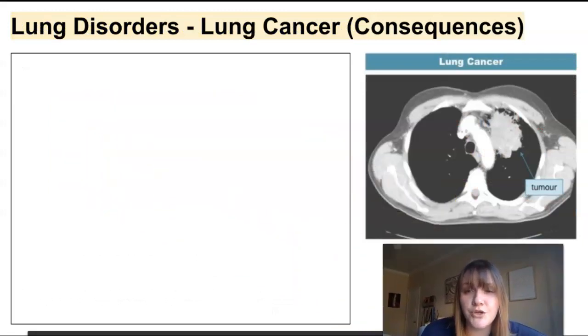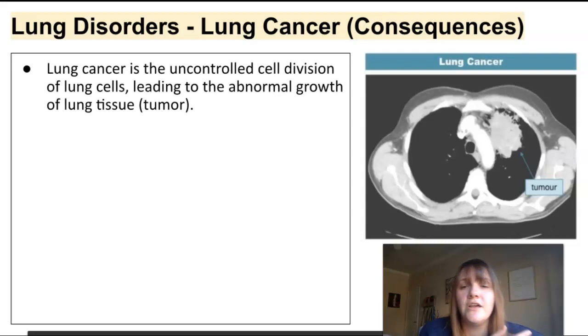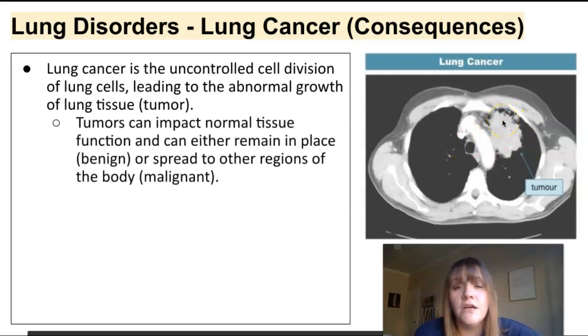The first we're going to learn about is lung cancer. Lung cancer is just like any other cancer. It's the uncontrolled cell division of lung cells, and it leads to abnormal growth of lung tissue, which we would call a tumor. This is a CAT scan of a patient's lungs, looking top down, and this would be that lung tumor that you can see there.